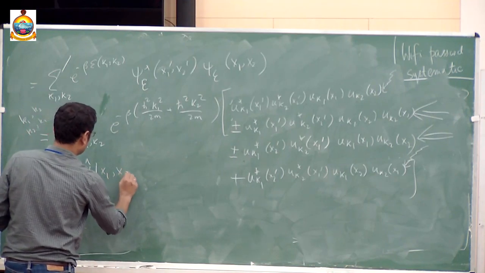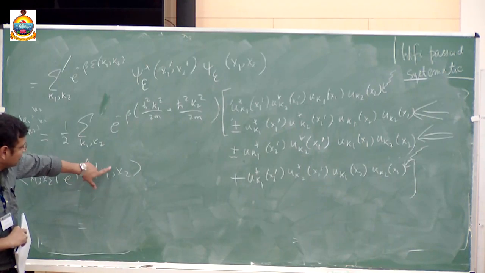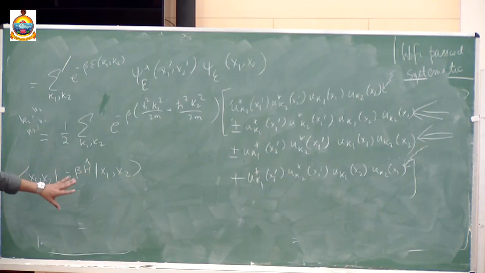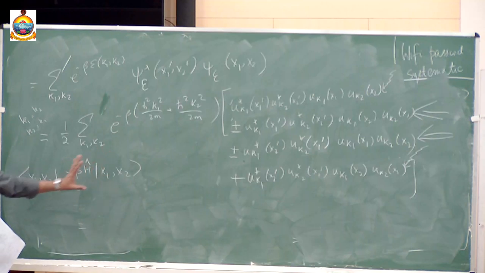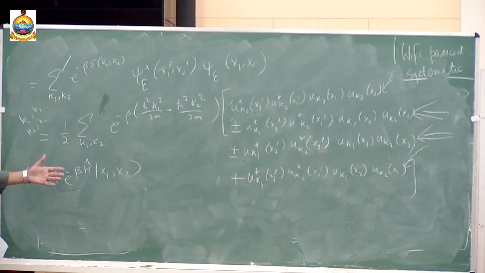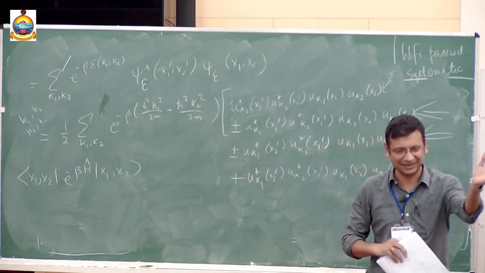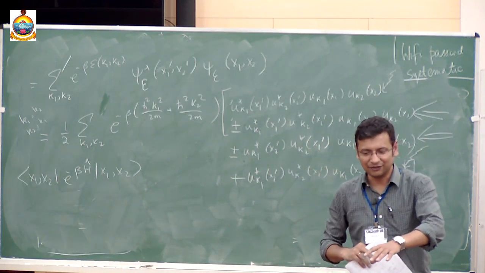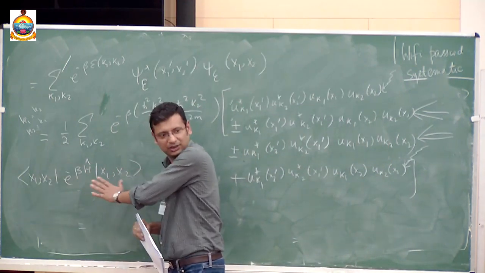Again, this quantity will have some diagonal elements and some off-diagonal elements. This is x1, x2. Here I can in general put x1 prime and x2 prime, but for simplicity of what I'm going to demonstrate, it's enough to put x1 and x2. So I'm just considering the diagonal part of this density matrix in the position representation. In quantum mechanics, whenever you say something is the diagonal part or the off-diagonal part, that's a basis-dependent statement. So when I say diagonal, I mean diagonal in the position basis.